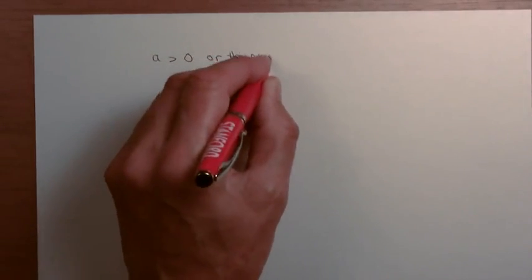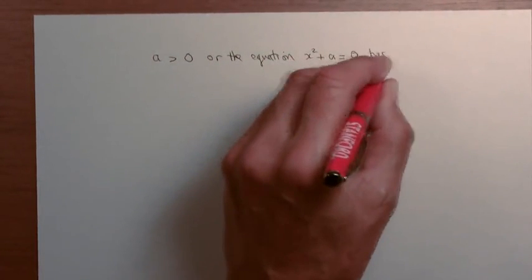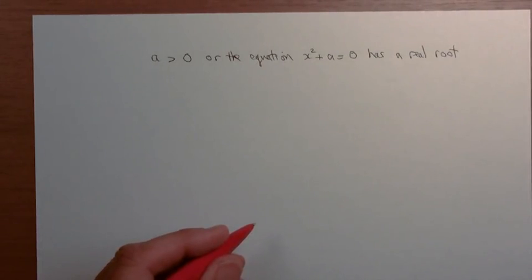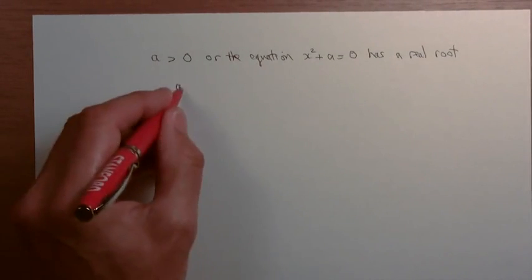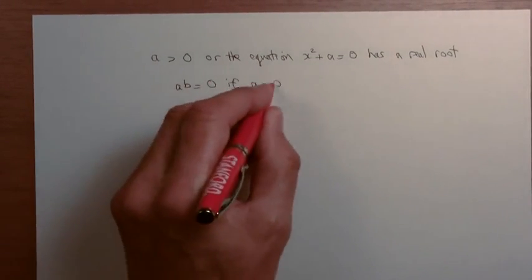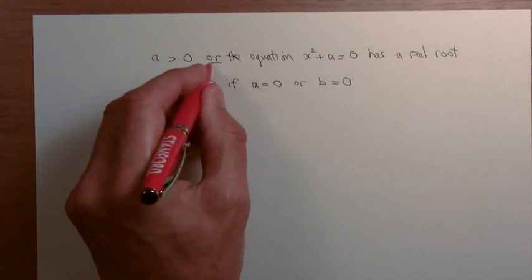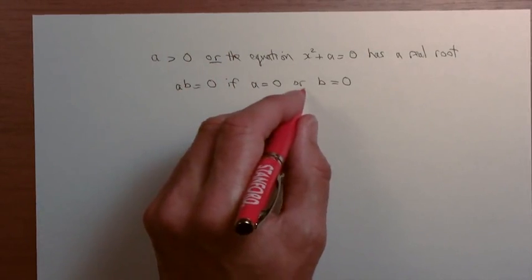Now let's look at the combinator OR. We want to be able to assert that statement A is true or statement B is true. For instance, we might want to say A is greater than 0 or the equation x squared plus A equals 0 has a real root. Or maybe we want to say AB equals 0 if A equals 0 or B equals 0. Those are both statements that we get when we combine 2 substatements with the word OR.